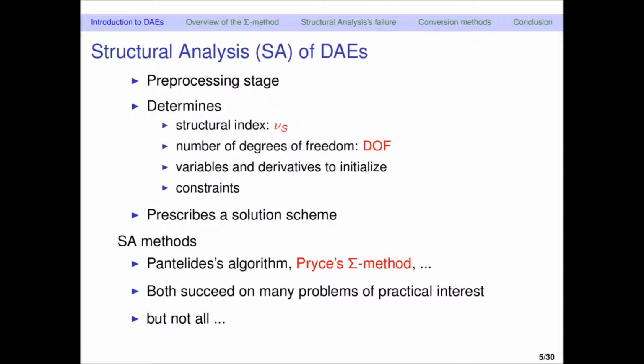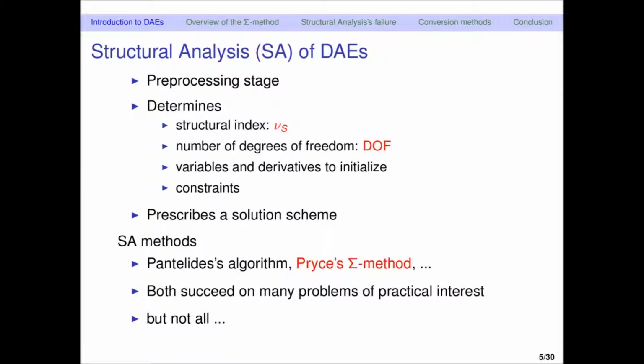So structural analysis can do this work. It's a preprocessing stage. When you preprocess the system, you find out the structural index, you find the degrees of freedom, and you figure out which variables need the initial values. And it also gives the constraints. So by taking all this information together, you come up with a solution scheme.